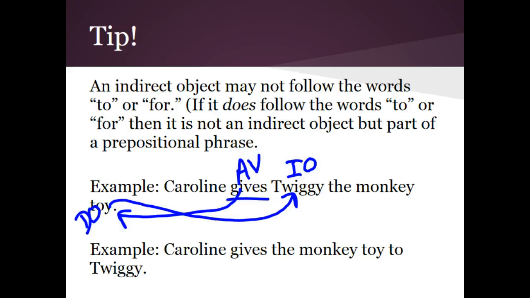Now, if I rewrite that very same sentence like this, Caroline gives the monkey toy to Twiggy, I still have an action verb, gives. I still have a direct object, the toy, that's still the thing being given. But now Twiggy follows the word to. And just like before, we're going to cross out prepositional phrases because the words to Twiggy are a prepositional phrase.